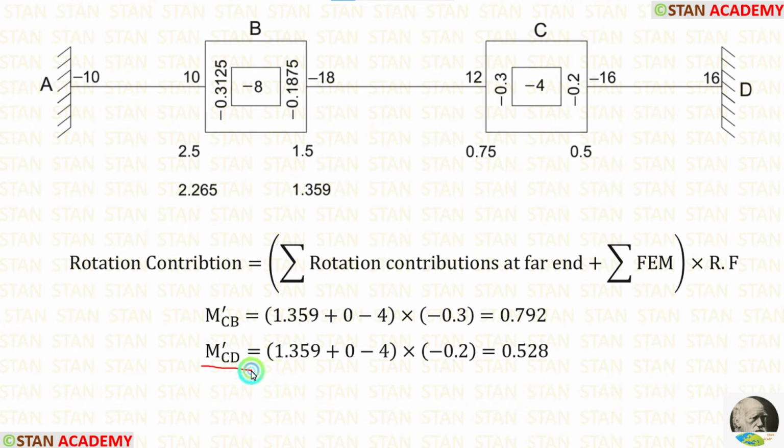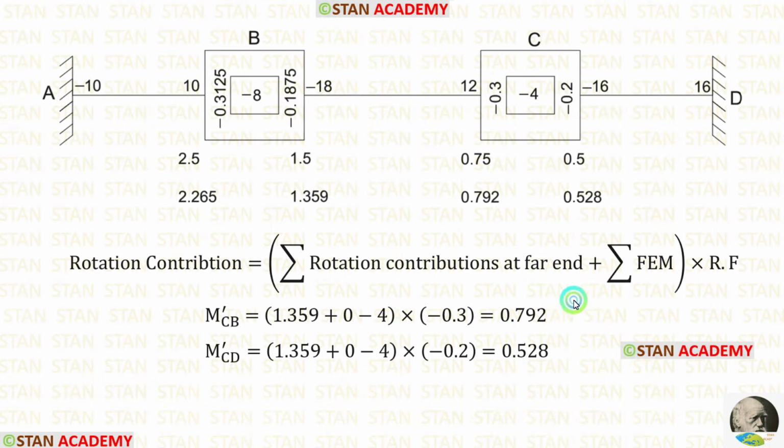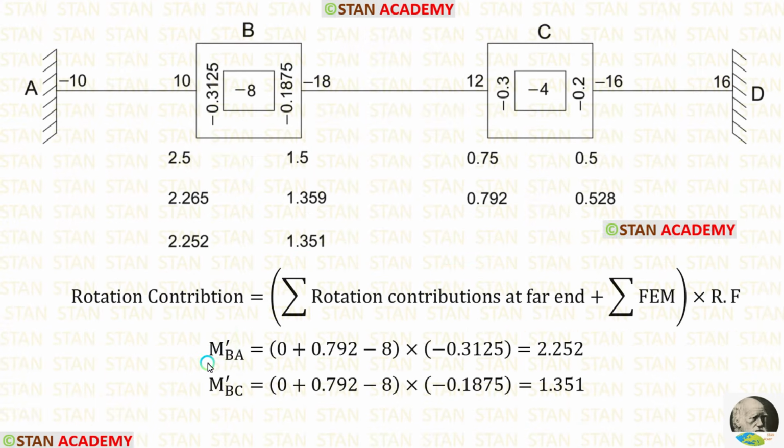Now let us calculate m dash CD. The rotation factor for CD is minus 0.2. After calculations, we are getting m dash CD is equal to 0.528. Let us apply the value of m dash CB and m dash CD. We have finished the second cycle. Now let us start the third cycle.